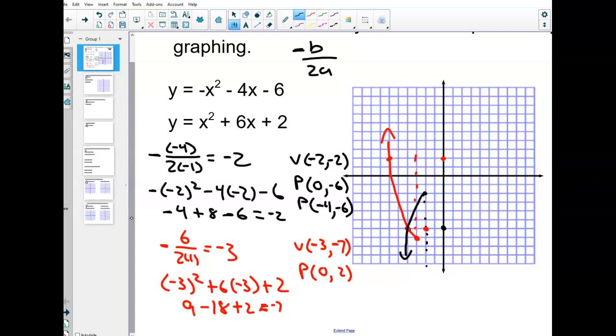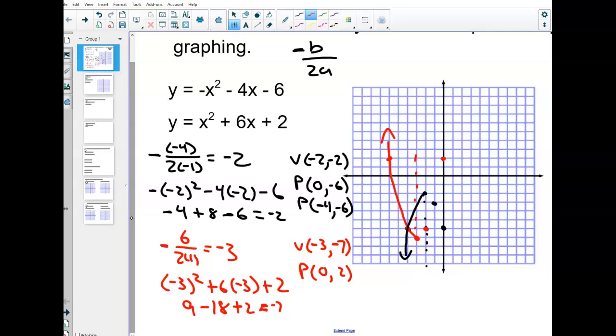Let's start here. We have negative 2, negative 2. Let's move over 1. Let's go to negative 1. Negative 1 squared is a positive 1, but then we apply the negative. Negative 4 times negative 1 is 4. So negative 1 and 4 is 3. 3 minus 6 is negative 3. So negative 1, negative 3. Let's be honest, this comes up. That's probably a high likelihood of where the point of intersection is going to be.